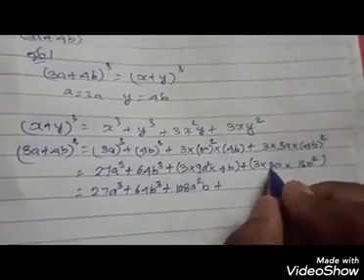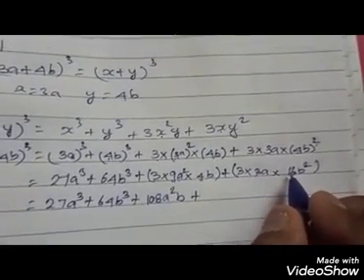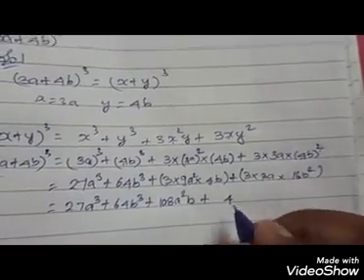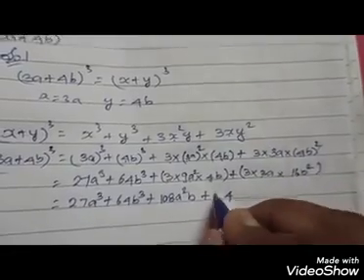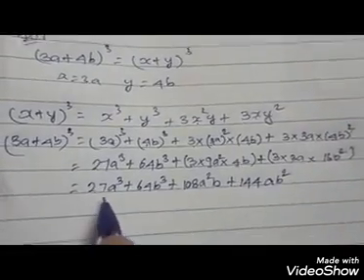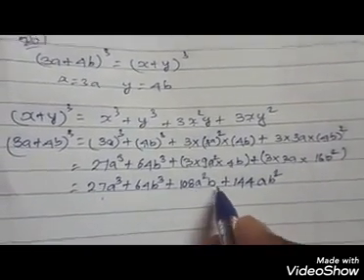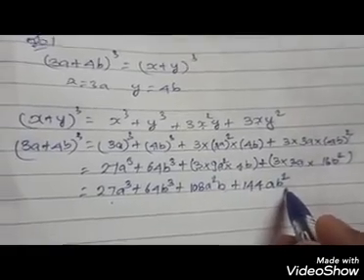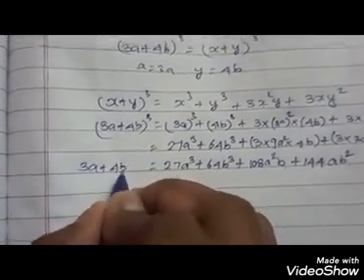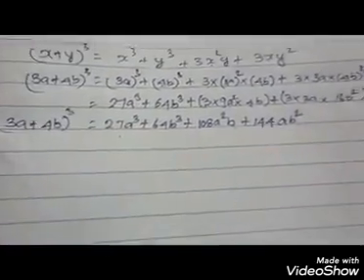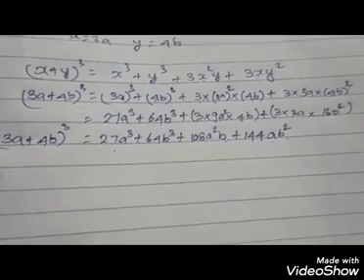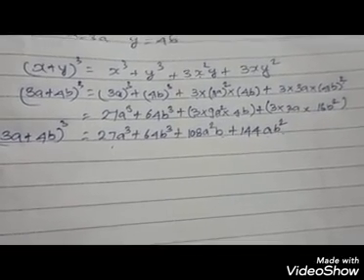Plus 3 3s are 9, 9 into 16, how much? 6 9s are 54, remaining 5, 9 ones are 9 and 5, you get 144 a b square. So now you get x cube, y cube, x square y and x y square. This is the format. So directly we write (3a plus 4b) the whole cube, which is equal to 27a cube plus 64b cube plus 108a square b plus 144a b square.